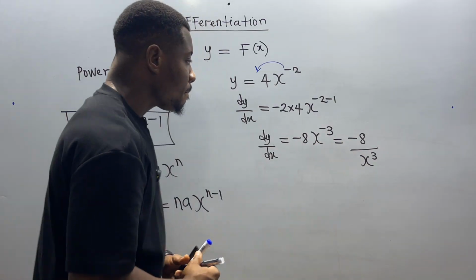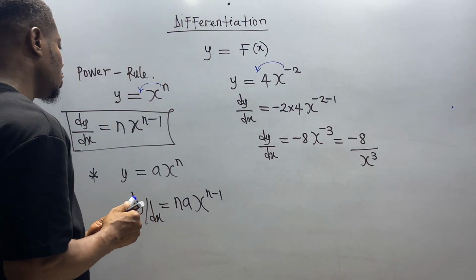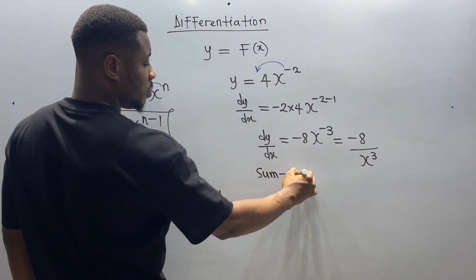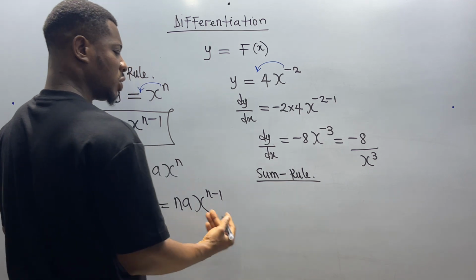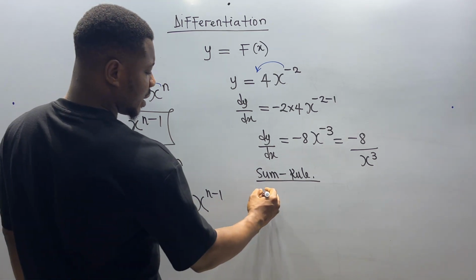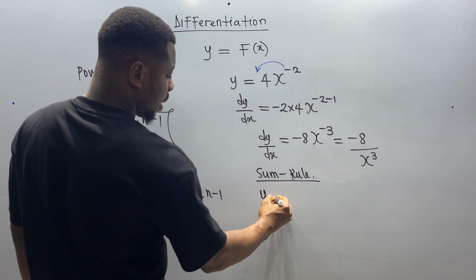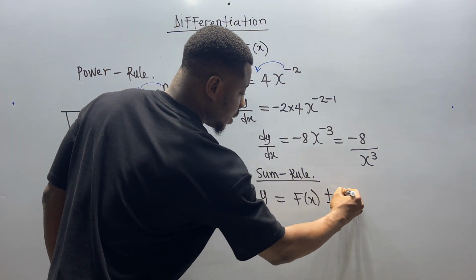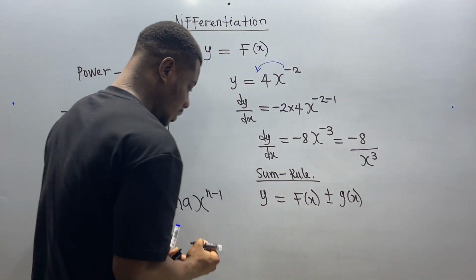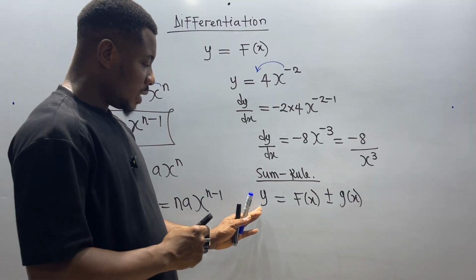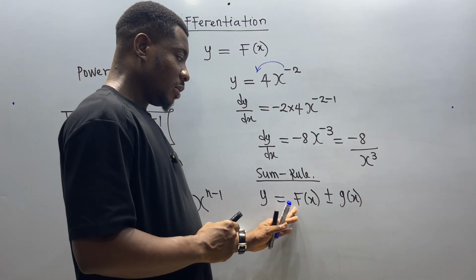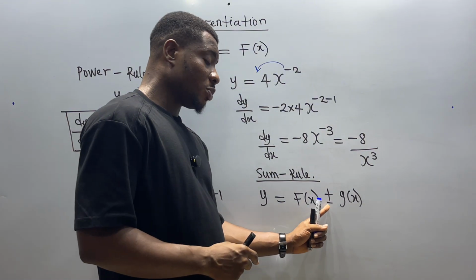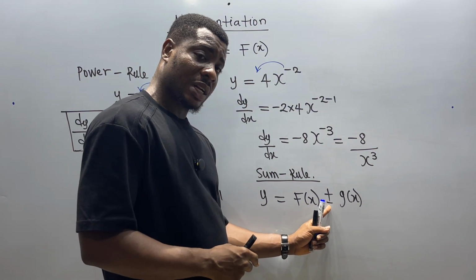All right. Then the next rule is called the sum rule. What does the sum rule tell us? It tells us that if I have y, and y is equal to f of x plus or minus g of x, what this means is y is a combination of two functions. The functions could be adding, could be subtracting, but it's a combination.